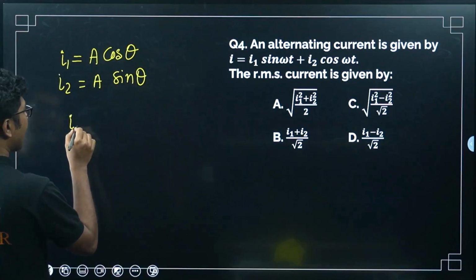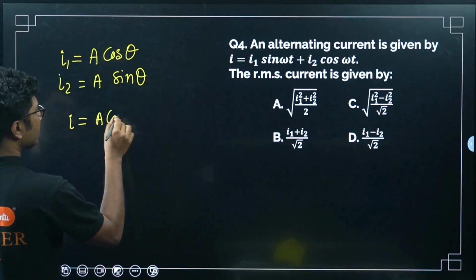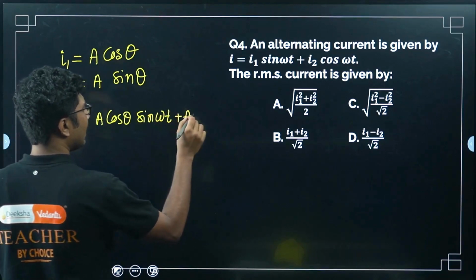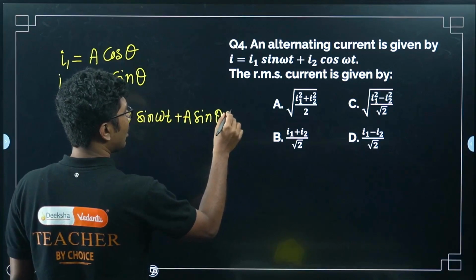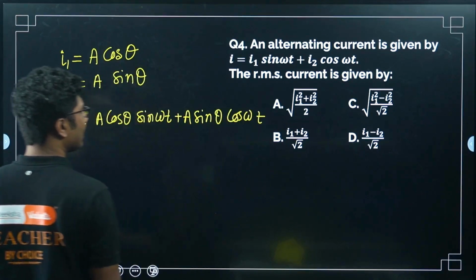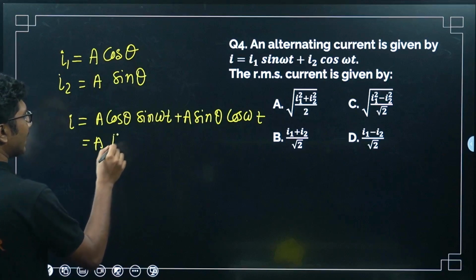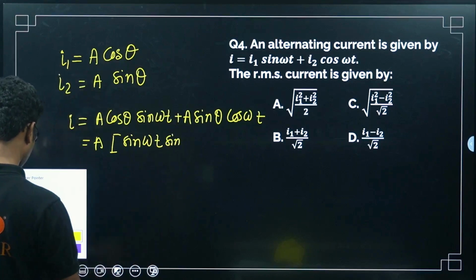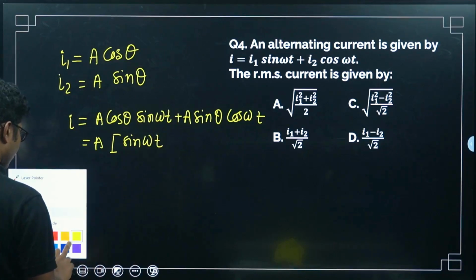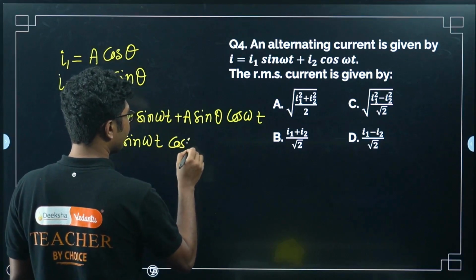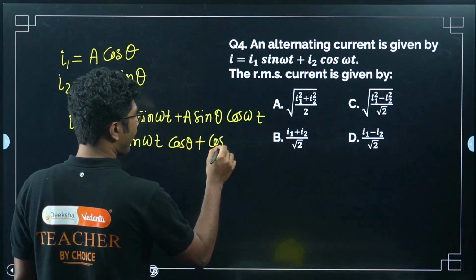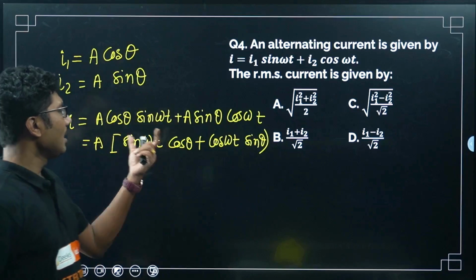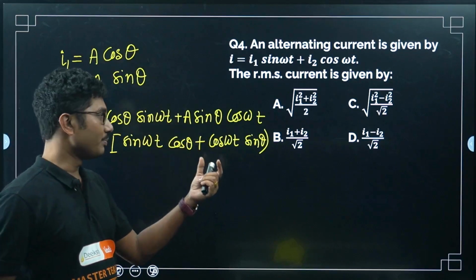If you substitute that, your current I becomes A cos theta sin omega t plus A sin theta cos omega t. Now can you tell me what this formula is? If you take A common, you will get... let me write it a little more extensively so that you don't get confused, because this type of problem you have never done in physics before. So cos omega t sin theta, right? This is a substitution. So sin A cos B plus cos A sin B.